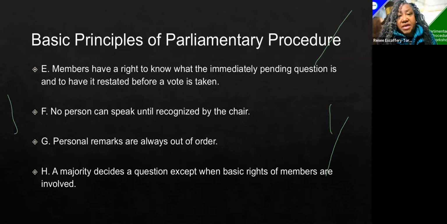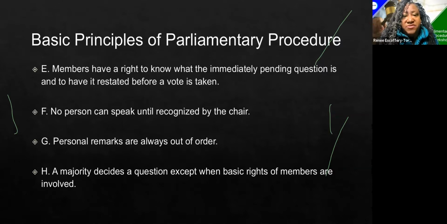No person can speak until recognized by the chair. I'll say it again. No person can speak until recognized by the chair. It seems so simple, but a lot of times it's just so difficult. People get excited, they get emotional, they want to speak out. A lot of times people just want to speak directly to the presenter of the report. You know, they're talking to the chairman, they're not even talking to the person presiding over the meeting.